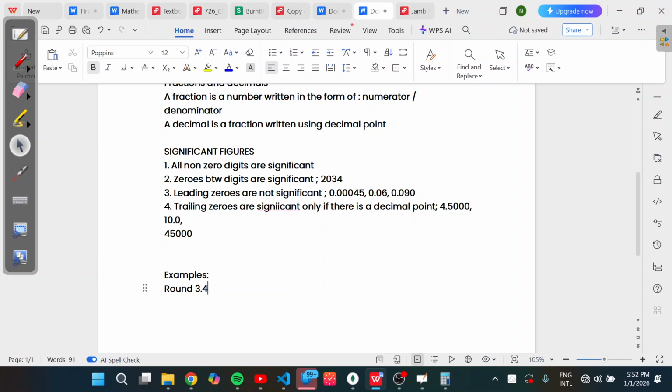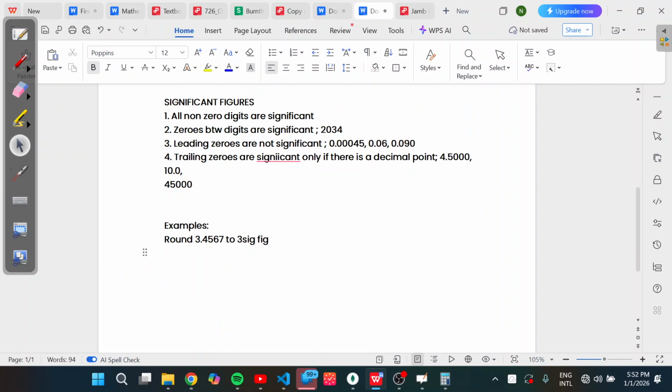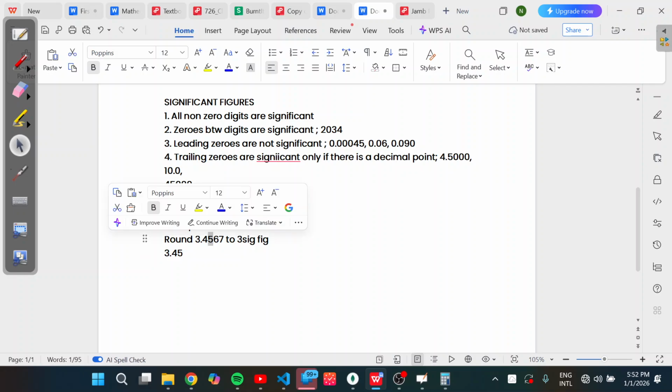Round 3.54567 to three significant figures. Now, what are the first three significant figures? 3.54. Those are the first three significant figures. Now, what's the number after the 4? 5? No, the next number is 6, which is greater than 5, so we're going to round it up by 1 and add it to the number next to it. So we're going to have 3.55 to be the final answer.